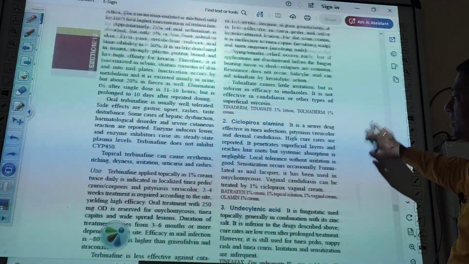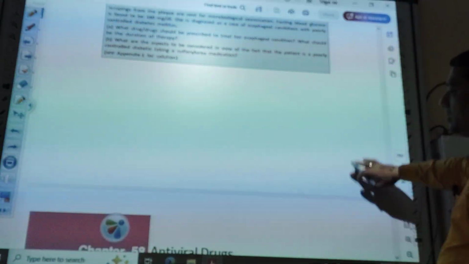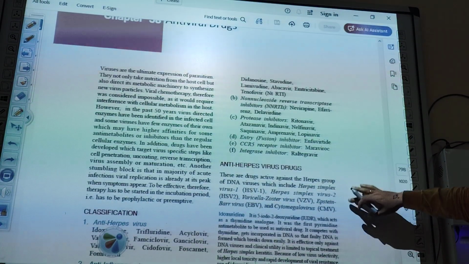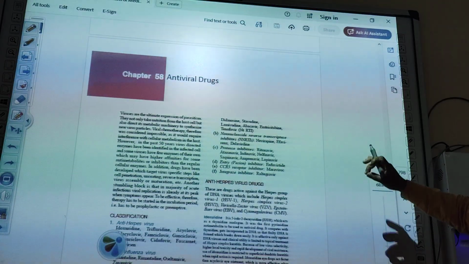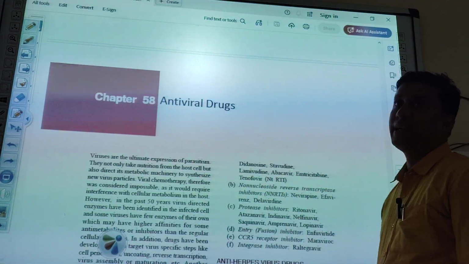Tolnaftate, you read it. Then antiviral drugs. Antiviral. Ajit Tiwari.